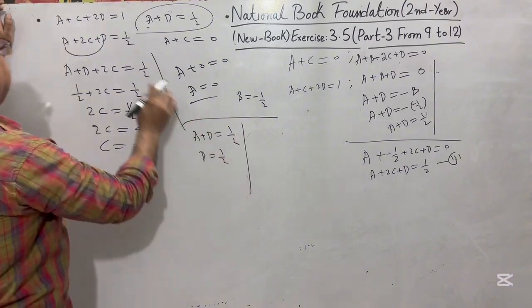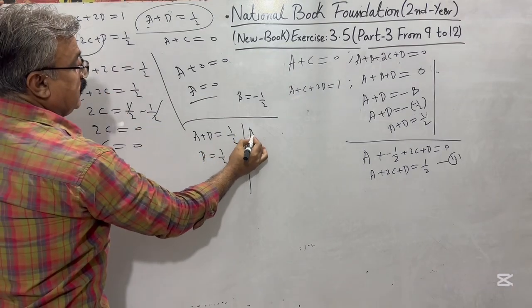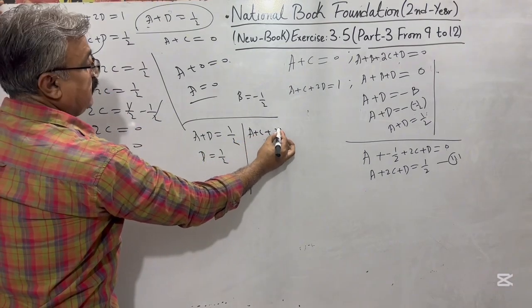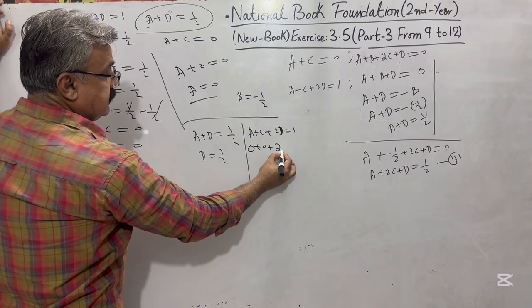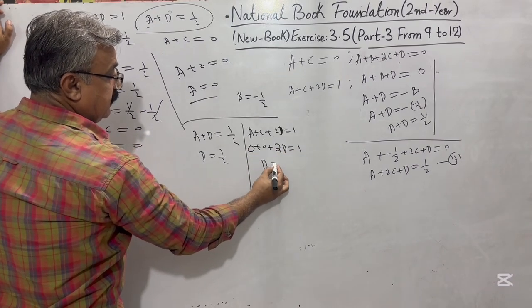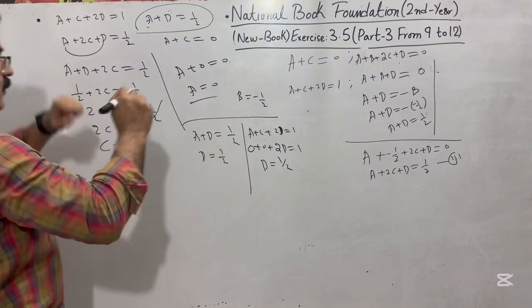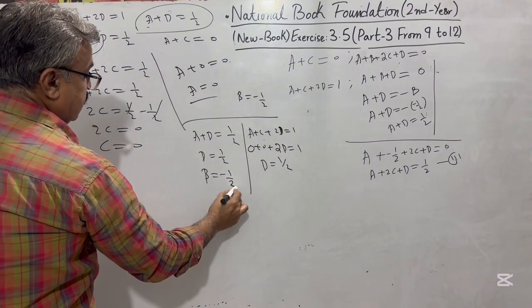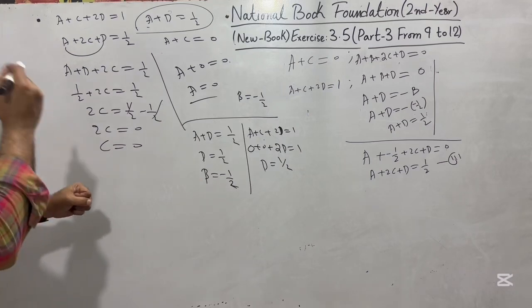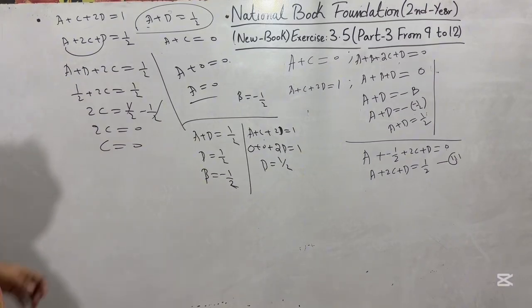One can verify by taking this equation: A plus C plus 2D is equal to 1. A is 0, C is 0, 2D, then D is going to be 1 upon 2. B is negative 1 upon 2 and D is positive 1 upon 2. A and C are 0 and we are done.